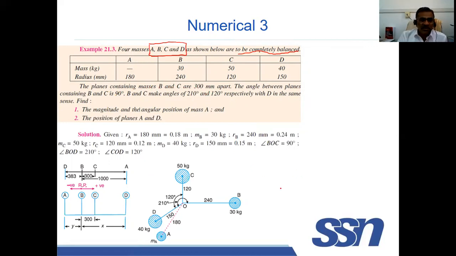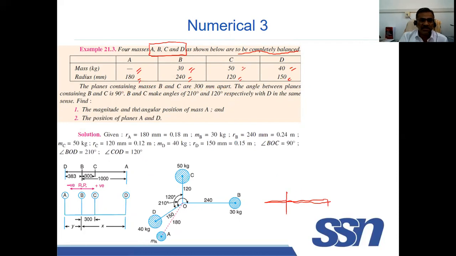So now you take, this is a shaft. The mass of A is not given, but the mass of B, mass of C, mass of D, and the radius of A, radius of B, radius of C, and radius of D are given. The planes containing mass B and C are 300 millimeter apart.